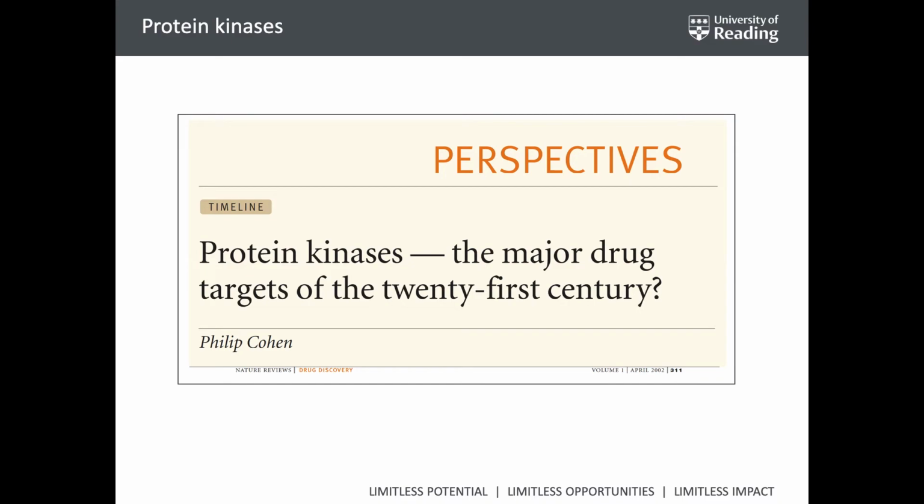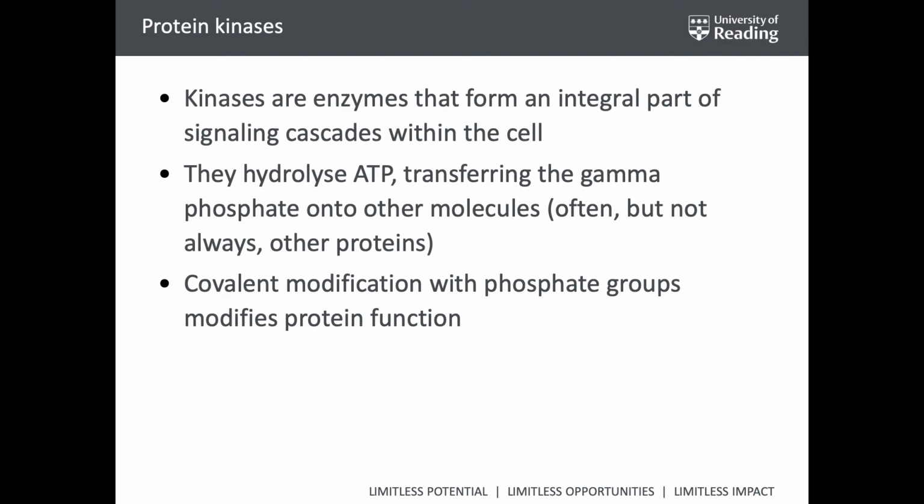This is an article by Philip Cohen, now Sir Philip Cohen, who leads a drug discovery institute at the University of Dundee, and who was a key player in understanding how we can target kinases in the context of human disease. And protein kinases are a very, very important regulatory element in the way in which our cells organize themselves and the way in which they direct their activity. They form a key part of signaling cascades within the cell. These are the events within the cell that allow a cell to respond to changes in the environment or alterations in the way in which the inside of the cell is functioning.